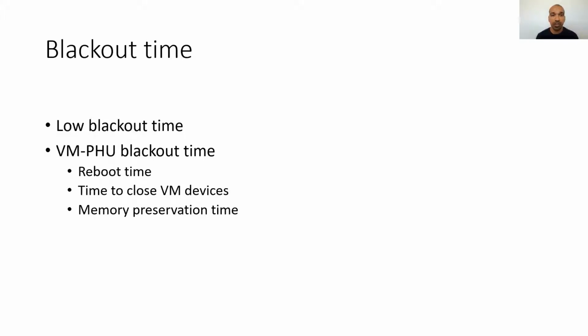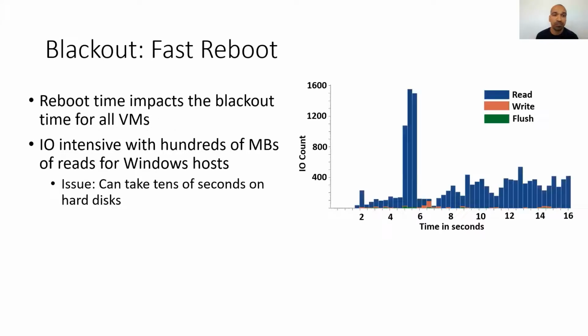As I mentioned earlier, one of our goals is to achieve low VM blackout time in the order of seconds. This is necessary to have no impact on applications running on VMs. VMfoo blackout time is dependent on 3 main factors: time to soft reboot, time to close the VM devices, and time to preserve VM memory. In the next few slides, we provide a deep dive into these 3 factors.